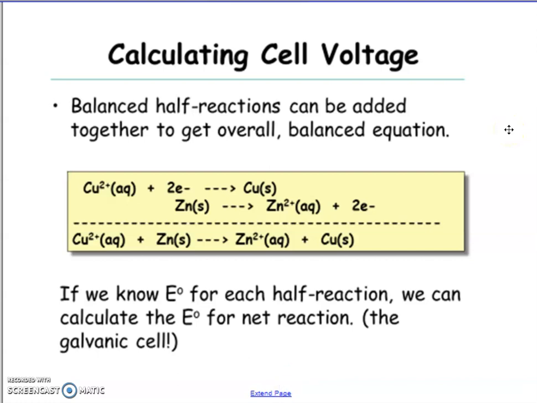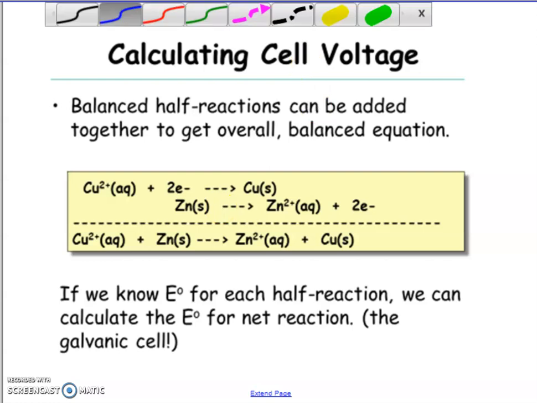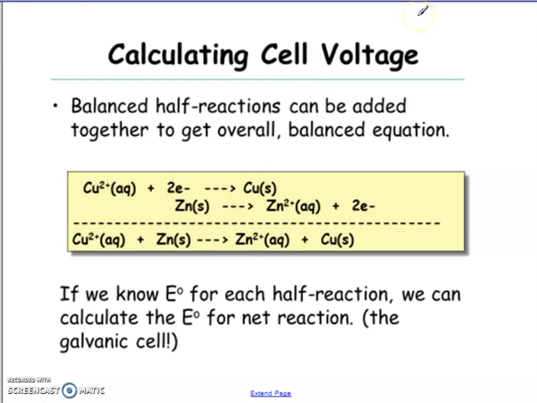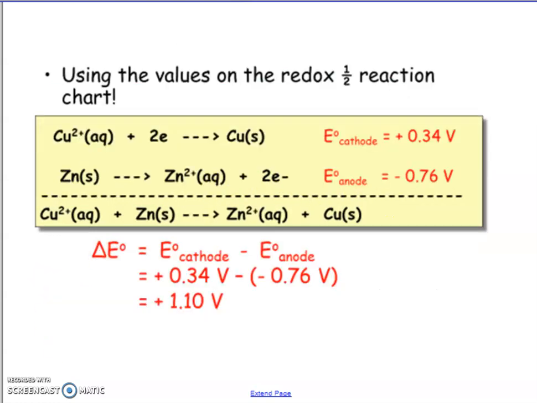Okay, everyone, so when calculating cell voltage, we'll look at an example. Let's say we were looking at that copper-zinc reaction from before. We have our reduction and we have our oxidation. We can look up the value for these half reactions. These are values that are simply from the reference sheets in your textbook.